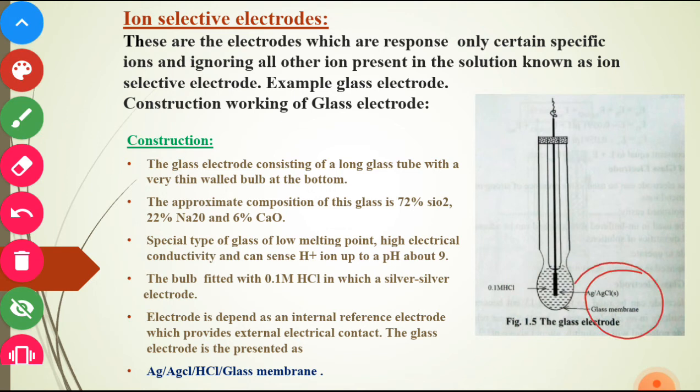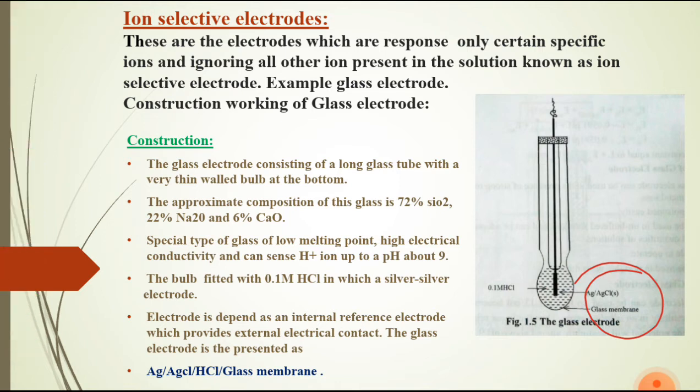The silver chloride electrode will be dipped in this solution containing 0.1 molar HCl. The electrode is dipped as an internal reference electrode which provides an external electrical contact. Here we have taken the silver wire, which acts as an external electrical contact. What is the construction?